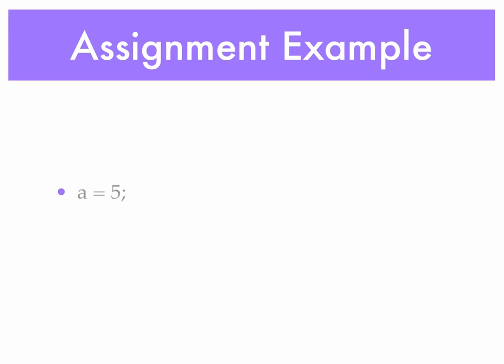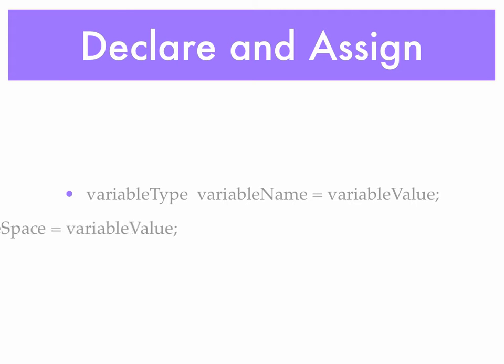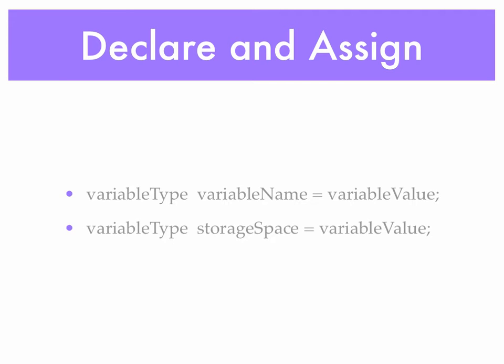So here's an example of assignment. Here I have a previously declared variable of type int named A, and here I'm storing the value 5 into it. Here a previously declared variable of type double named B, into it I'm storing 1.5. I can declare and assign on one line, and when I do this, it's typically called initializing a value. I do so with the variable type, the name of the variable, the assignment operator, and the value that I want stored in that named space.